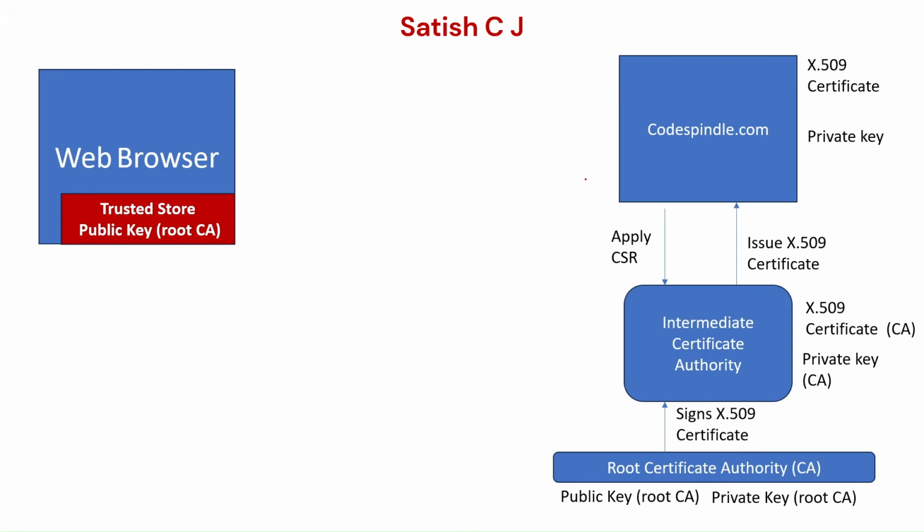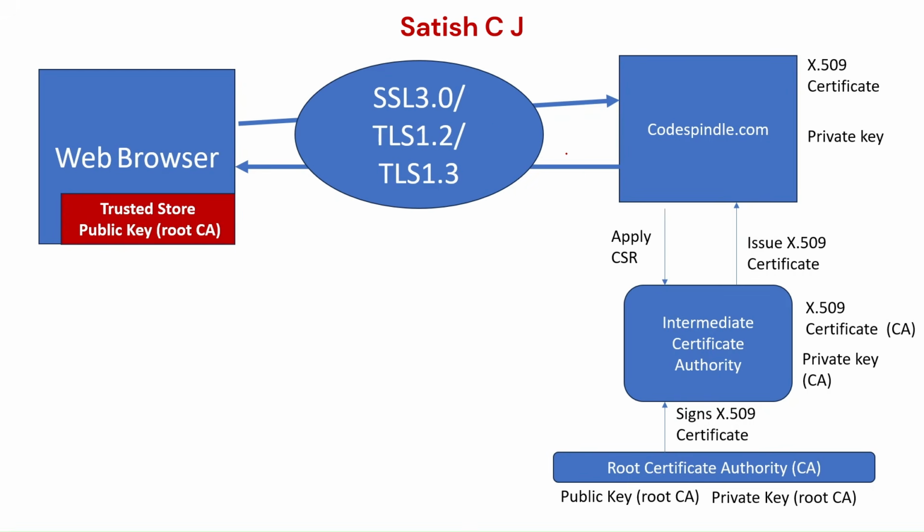From the web browser, we'll be contacting codespindle.com and a connection will be established, and a lot of packets will be transferred between the web browser and the server. The server will be sending some packets and the web browser will be sending some packets to the server, and this entire communication is governed by protocols, namely SSL 3.0, TLS 1.2 and TLS 1.3. In this session, we'll understand two of these protocols, Secure Socket Layer 3.0 and TLS 1.2, what these protocols do and how they are different from each other. In the next session, we'll understand TLS 1.3.